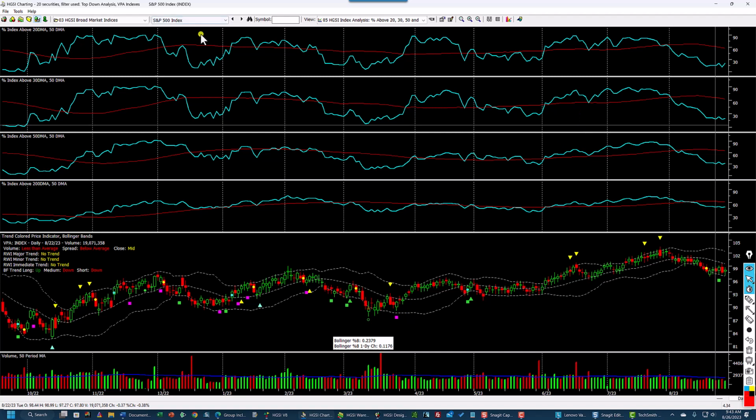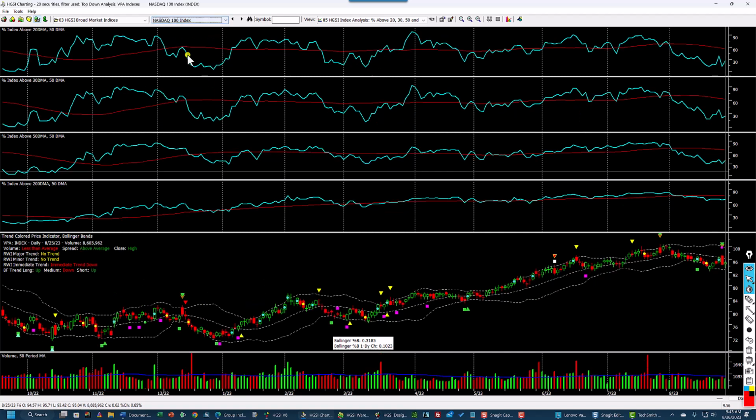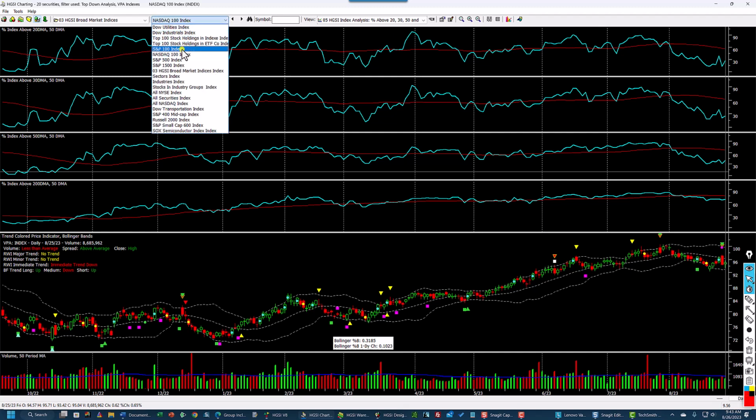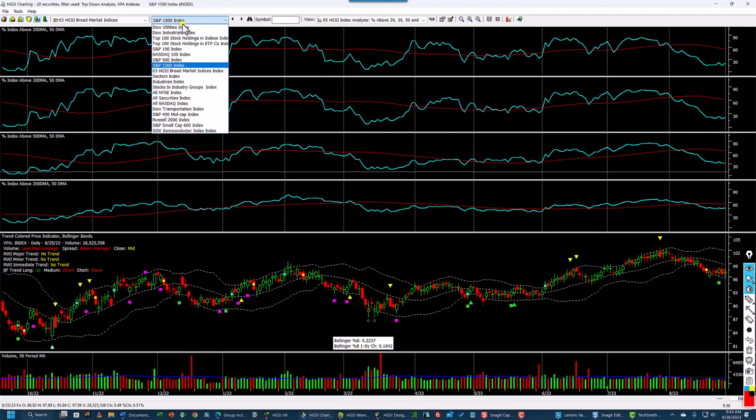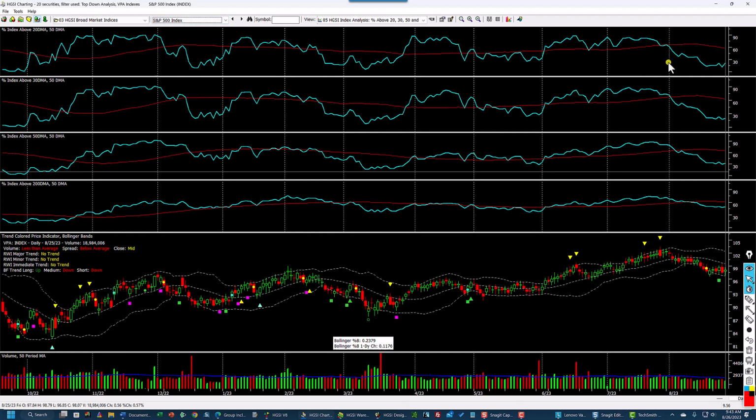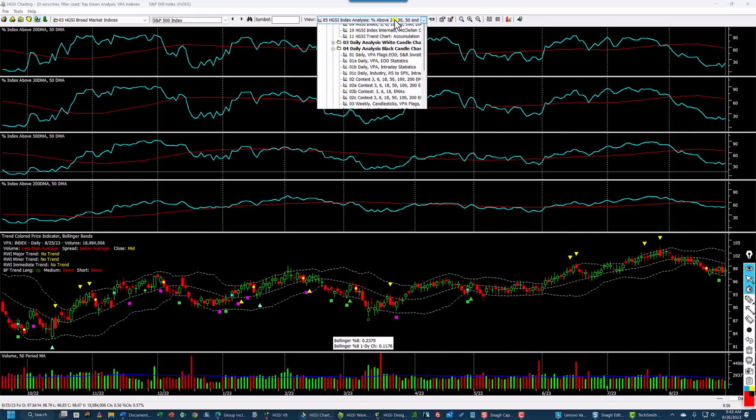And I'm doing it on the S&P 500, but you can do this on any index. This is the NASDAQ 100. You just drop it to what you're looking at. If you want a broader look, use the S&P 1500. I'm going to go back to the 500 though and continue this.